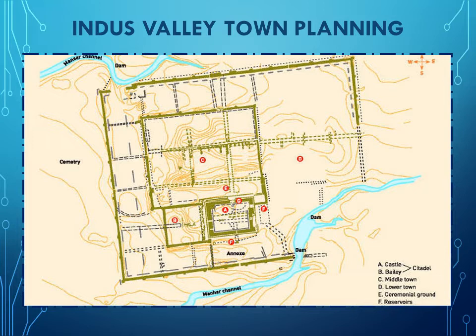Then E was the ceremonial ground wherein all the ceremonies and events took place, and F was the reservoir, the place where the water was stored, and it was connected to the dam. The dam always has a reservoir, as you have learned in geography. Then at the outside of the city, on the left side, you can see the cemetery.